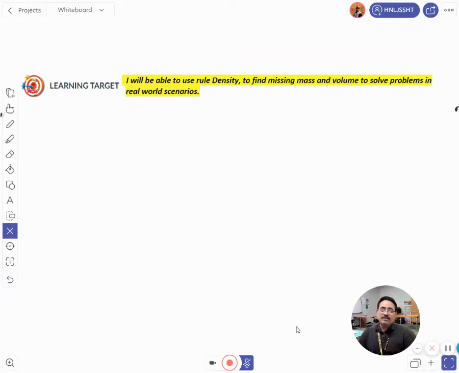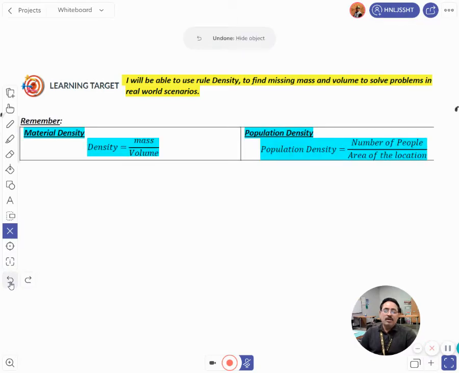In today's class, you will be able to use the rule of density to find missing mass and volume to solve problems in real world scenarios. In fact, when we talk about density, there are two types. One is material density, like what is the density of iron, what is the density of copper, those kind of questions, and another one is population density.